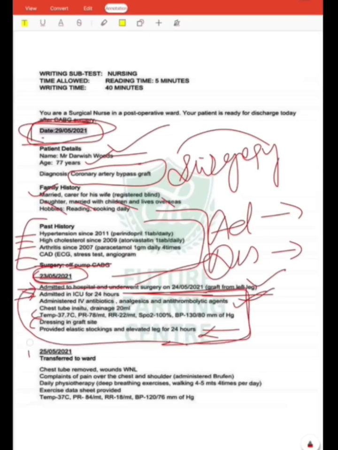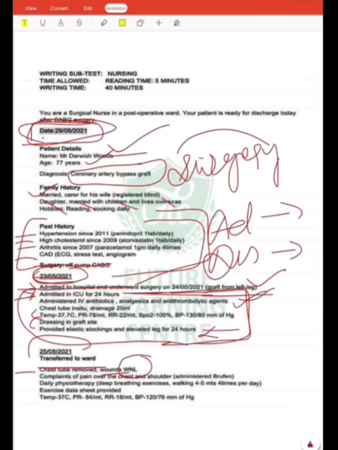Next day on 25 he was transferred to the ward. Chest tube was removed. His wound was in normal limits. WNL means within normal limits. If you do not know any abbreviation, please skip it. Complaints of pain over the chest and shoulder, administered Brufen.